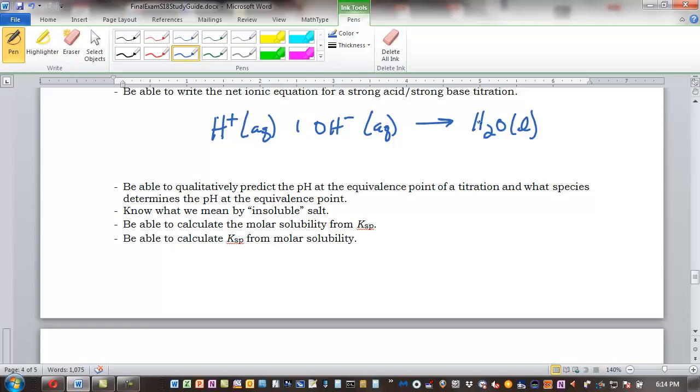Yes, there is salt present there as well, which can be important in determining the pH. But these are called neutralization reactions. You're neutralizing the acid with the base. That is the net ionic equation. H+ from the acid, hydroxide from the base.